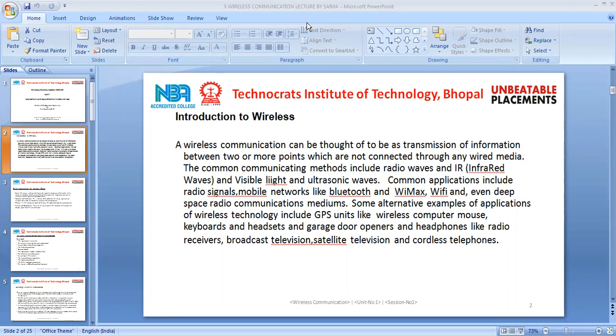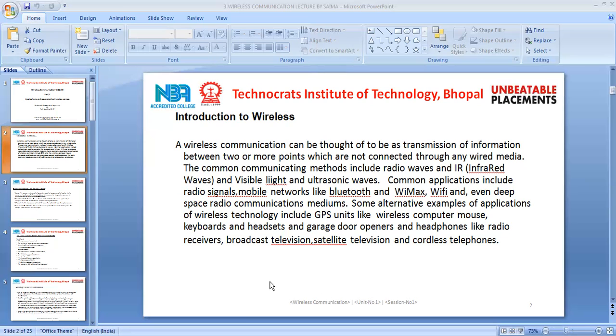The common communicating methods include all radio waves and infrared waves, visible light, ultrasonic waves, and any such type of waves in which we are not using any wire for communication or for transferring information from one place to another.